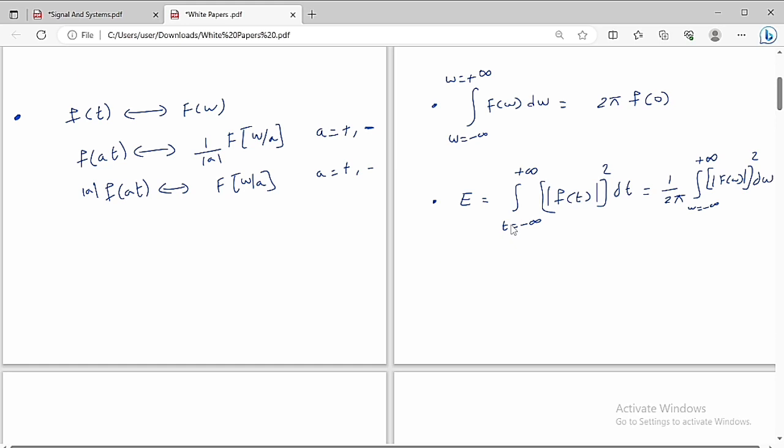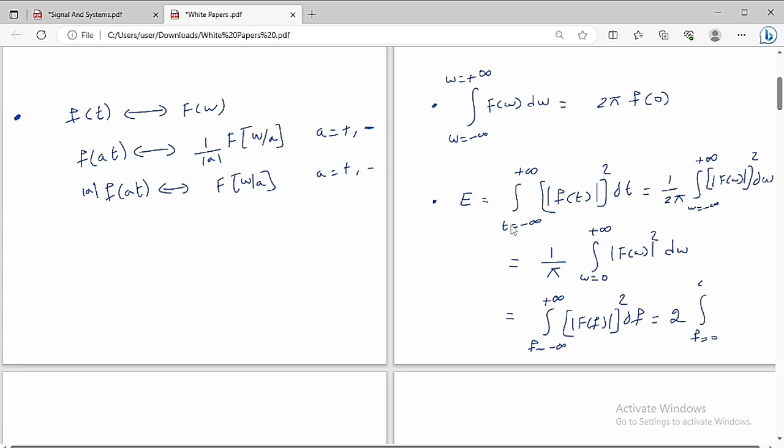The magnitude spectrum, mod of f of omega, is an even spectrum, and the square is also an even spectrum. Because of that, we are going to get finally 1 by pi integration from omega is equal to 0 to plus infinity of mod of f of omega whole square into d omega. If you replace omega with 2 pi f, then 2 by 2 pi cancels, and we can get integration from f is equal to minus infinity to plus infinity of mod of f whole square df, or it will be 2 times the integration from f is equal to 0 to infinity of mod of f of f whole square df.